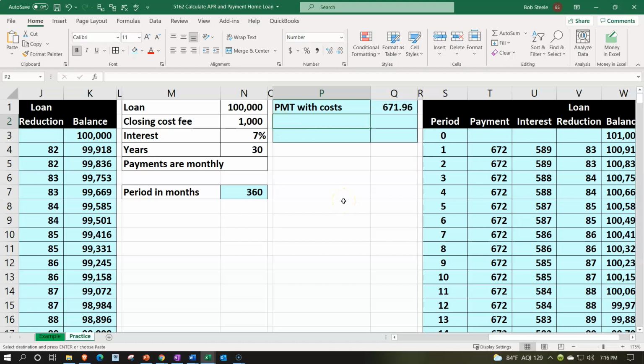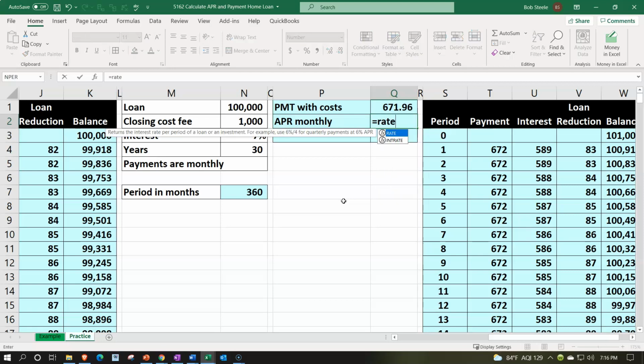So we're going to call this the APR monthly, okay. And then I'm going to use a rate calculation to do this. So this is going to be equal to the rate calculation, brackets, the number of periods. The number of periods, once again, is 30 times 12, or just pick up the 360 down here, comma. The payment now is the one we just calculated right up above it, so we're using that payment, comma. And then here's kind of the tricky part.